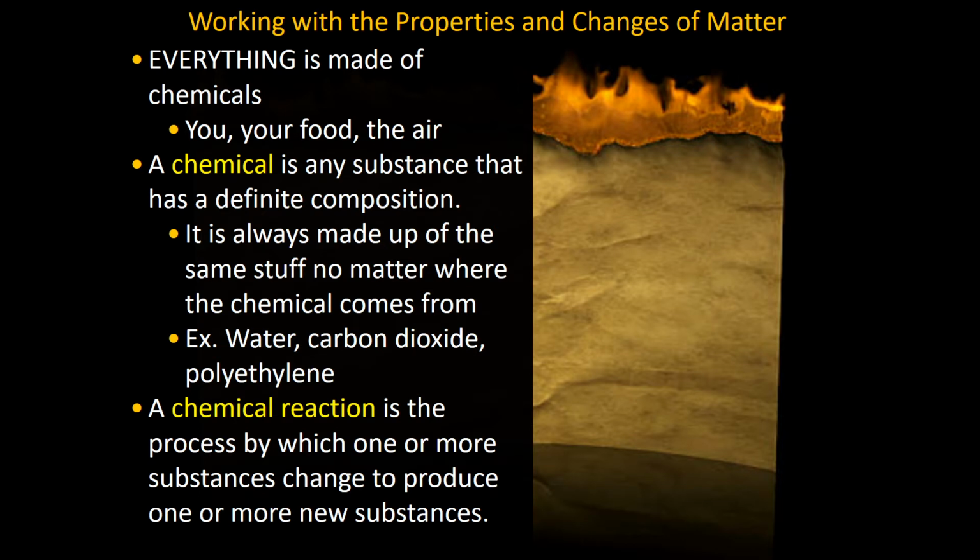A chemical reaction is the process by which one or more substances change to produce one or more new substances. So a substance being transformed into another substance, or multiple substances combining together to produce another substance, or a substance breaking apart into multiple new substances. These are all examples of a chemical reaction. Example would be lighting a candle.